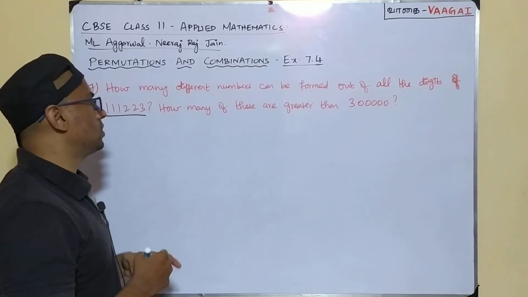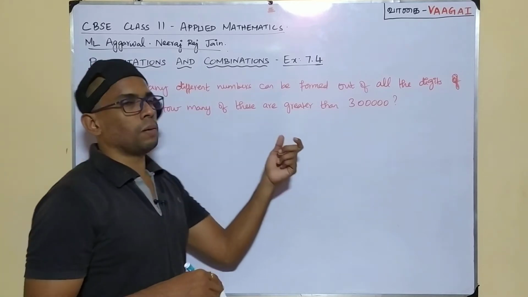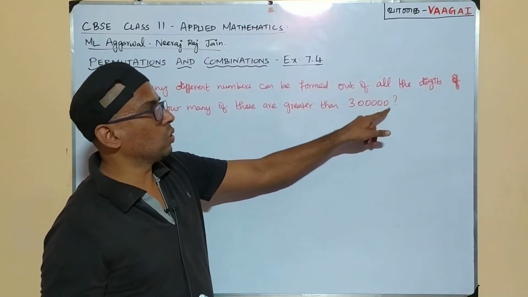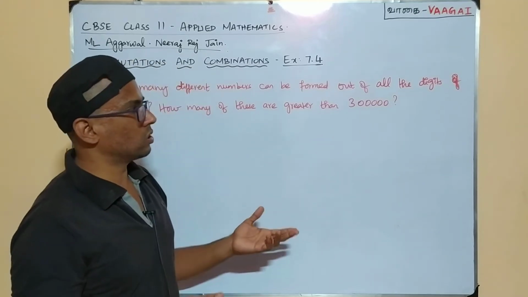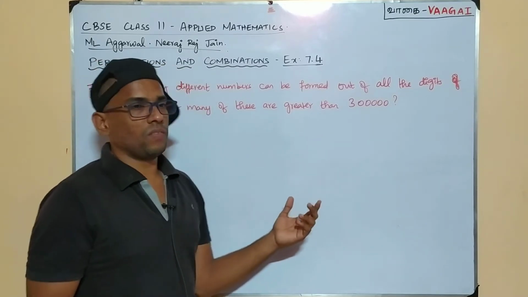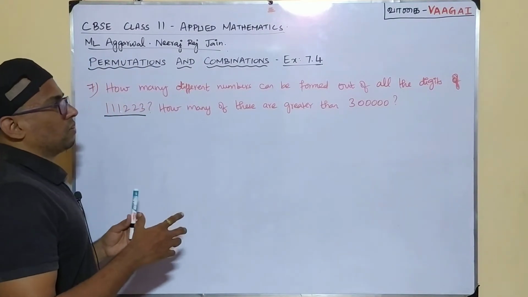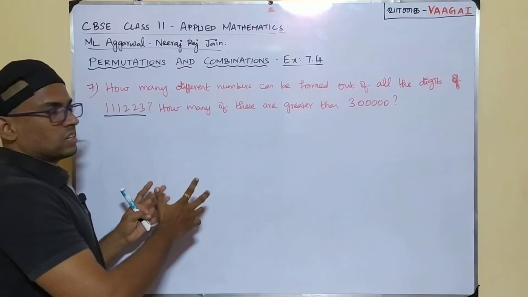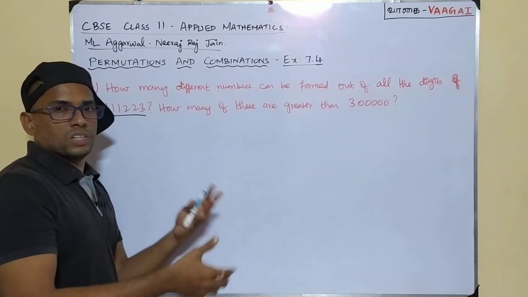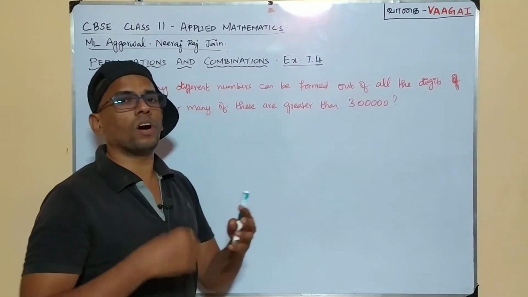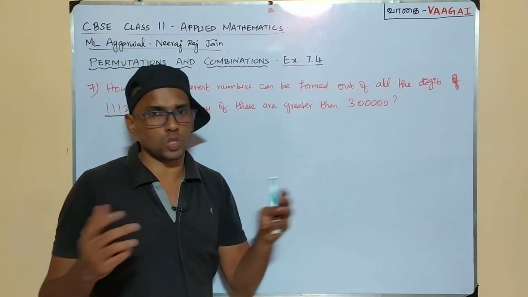The other part, the continuation, is, how many of these numbers are greater than 300,000? That is 3,00,000, or we can say 3 lakhs. This is going to be the question. Okay, so we have got 2 parts. The first thing is totally how many numbers we can form, and the second part asks precisely how many of them are greater than 3 lakhs.